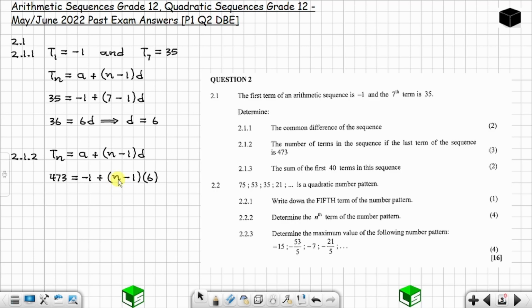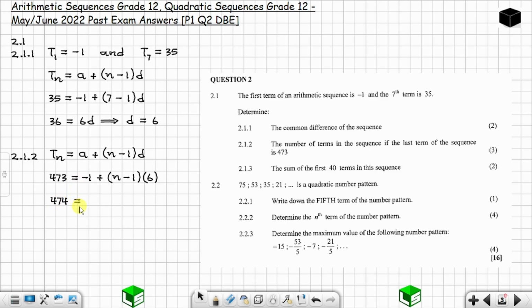N will tell you the position of this last term. And if you know the position of this last term, then you know the number of terms in the sequence. Okay, let's solve for n. So you have -1, you bring it to the left. Now you have 473 plus 1, which is 474, right? When you bring the -1 to the other side, it becomes +1.